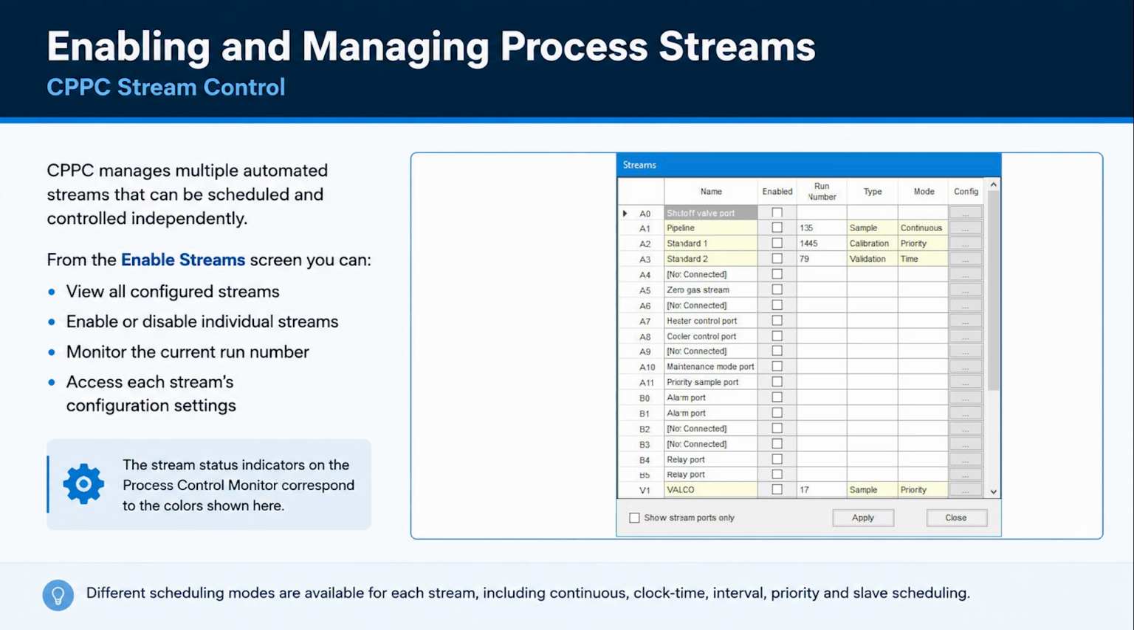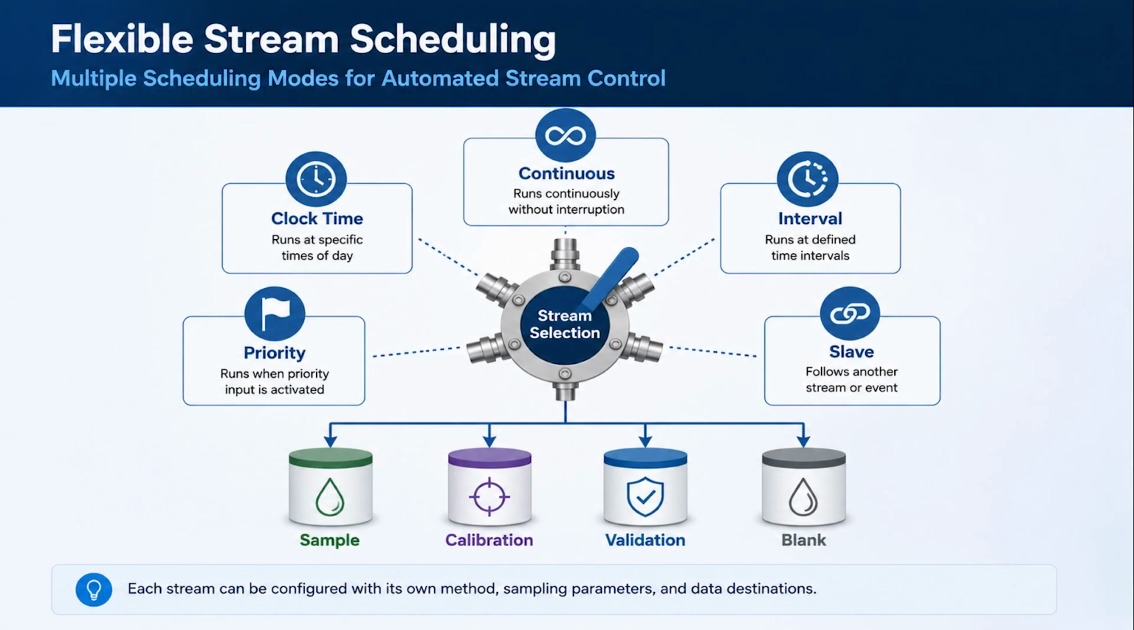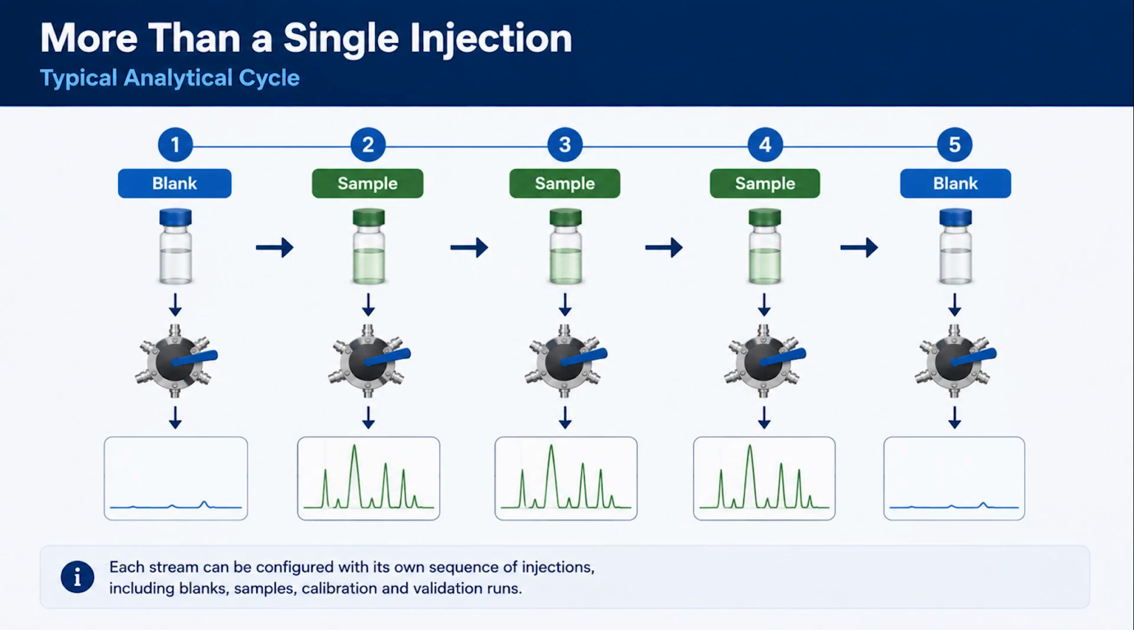Different scheduling modes are available. A stream may run continuously, at fixed times of day, at specified intervals, in response to a priority request, or as a slave to another analyzer or stream. This allows one system to support routine process samples, calibration standards, validation samples, and zero gas or blank injections within a controlled sequence. The process does not have to be limited to one injection.